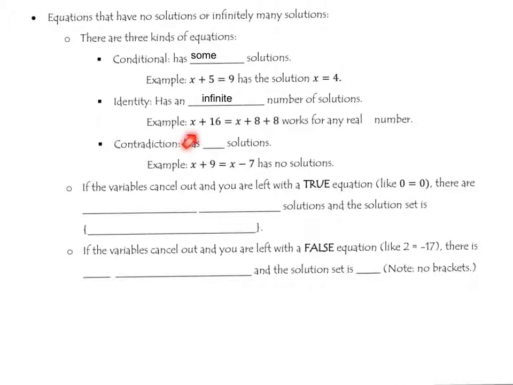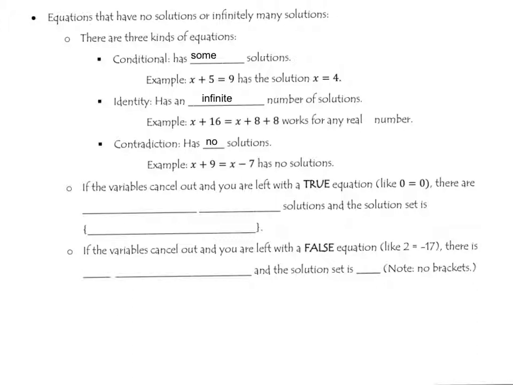So an example shows that x plus 16 equals x plus 8 plus 8. Any value you plug in for x will work, and will produce a true statement there. So go ahead and try plugging in a couple of different numbers. Okay, in the next situation, a contradiction has no solutions. So in the example shown, x plus 9 equals x minus 7, there's no value you can plug in for x that will show you a true statement.